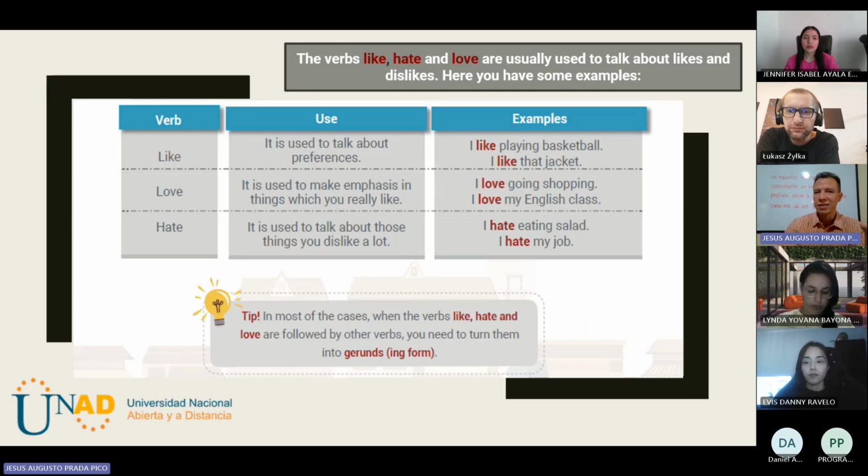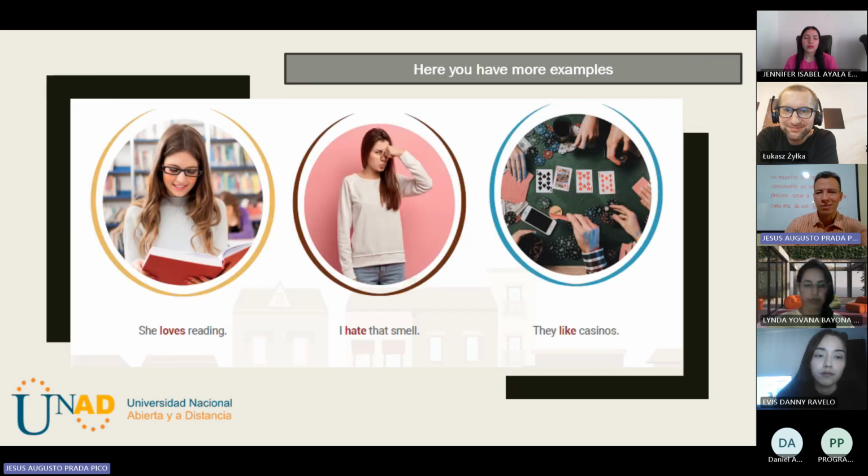The verb like is used to talk about preferences, like I like playing basketball, I like that jacket. The verb love is used to make emphasis in things which you really like. For example, I love going shopping, I love my English class. And finally, hate is used to talk about those things that you dislike a lot. So I hate eating salad or I hate my job. Okay? So now, the last examples.